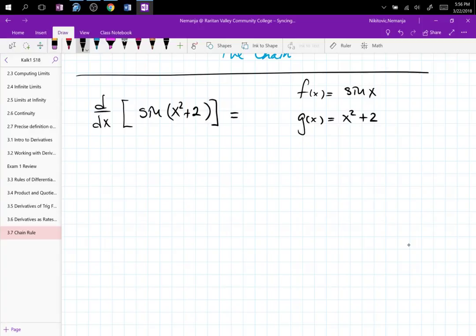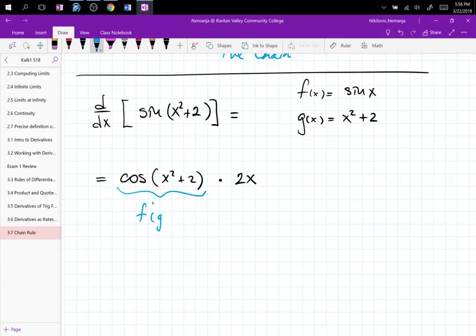So what are we going to do? Well, let's take the derivative. What is the derivative of sine x? Cosine x. But remember that when I take the derivative, I have to keep g plugged in. So cosine of g, which is x squared plus 2, times, and now the derivative of g, 2x. Again, the first part is the derivative of f with g plugged in. Second part, derivative of g alone. And that's the chain. Now we just make this pretty.